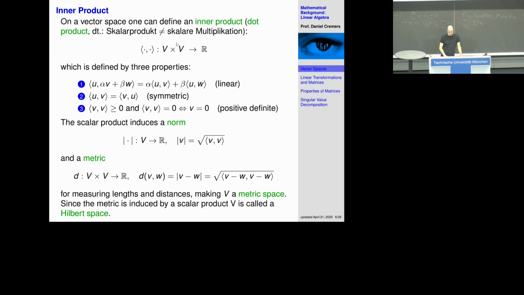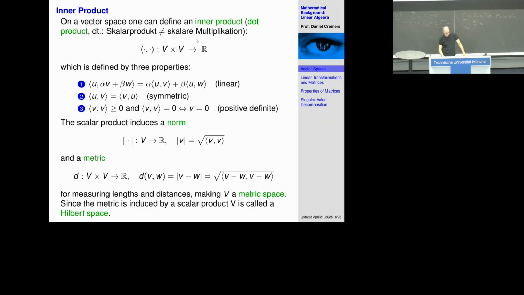Basically, you take two vectors. For example, in R3, you can define the scalar product if you have A, B, C, and another vector D, E, F. Then the way you do this, you probably know, is you multiply A times D plus B times E plus C times F. This would be a possible scalar product. And what you get out is an element from the real numbers.